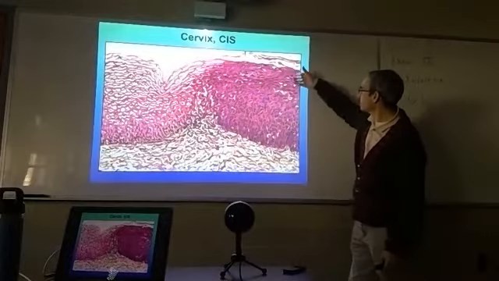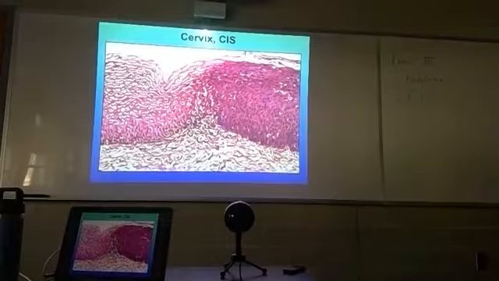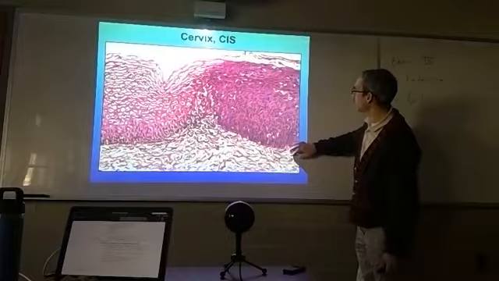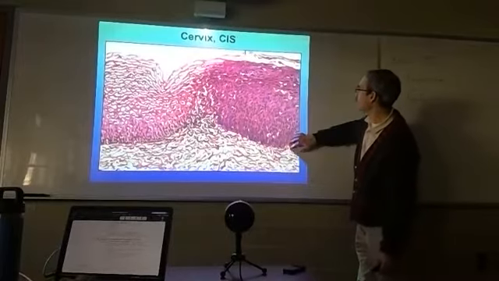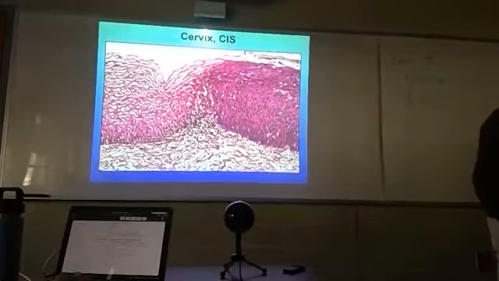And throughout the entire thickness of the epithelium, you see no evidence of maturation whatsoever. There's no change in NC ratio. There's no change really in the way the cells are organizing. This is an immature epithelium throughout its entire thickness. We call that cervical dysplasia, the dysplastic epithelium.